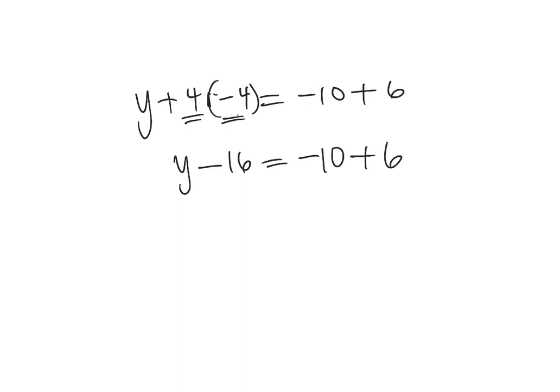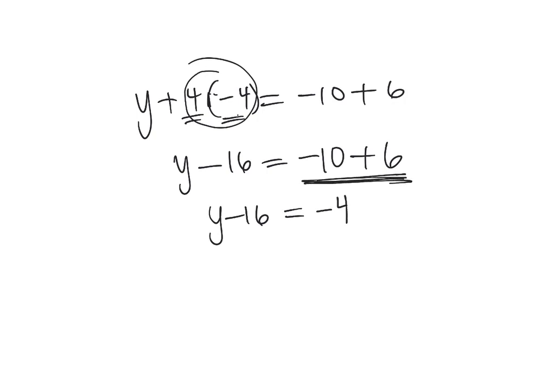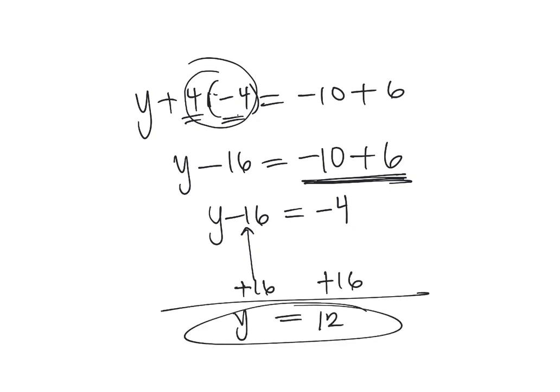So notice that, again, using PEMDAS, we have a multiplication section happening there. So y minus 16 is equal to, and then on the right side here, negative 10 plus 6 is negative 4. Now we want to get rid of the negative 16. So what we do is we add 16 to both sides. So if you add 16 to both sides, you actually get y is equal to 12. So the answer to this one is y is equal to 12.